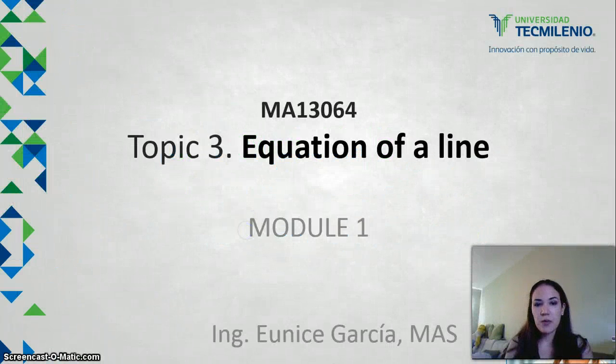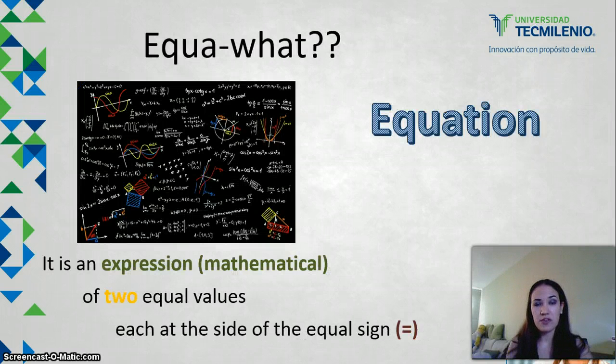Hello guys, we're gonna start with topic 3 today, which is referring to equation of a line, and this is part of module 1 of your course of Math 4. So, you may be thinking, what is an equation? Equation means that something is equal to something else, because it's using the equal sign, okay? Equal or equi means it's equal, okay?